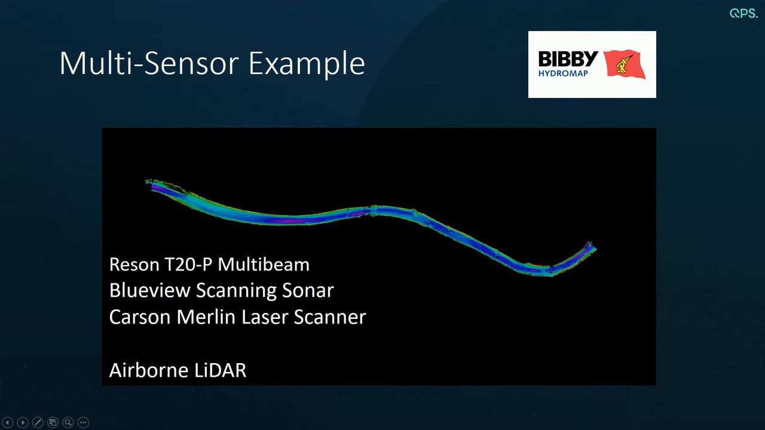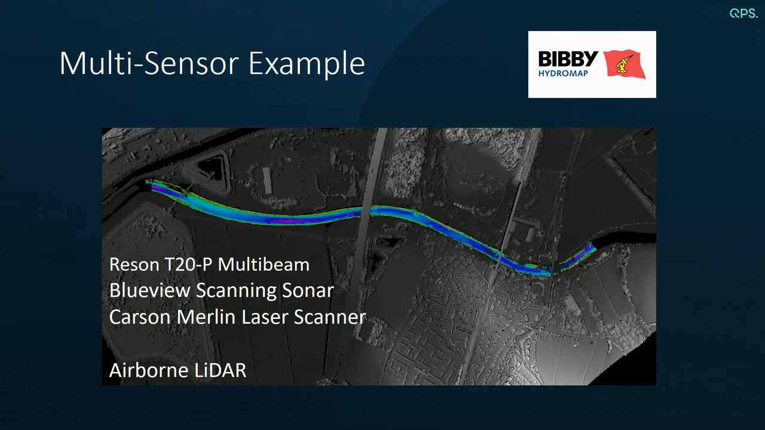This can be further illustrated with a multi-sensor survey, such as this data set from Bibi Hydromap. It is a combination of a T20 multibeam, a Blueview scanning sonar, and a Carlson Merlin laser scanner. I've also added some airborne LiDAR, which I gridded as a surface to add overall context.